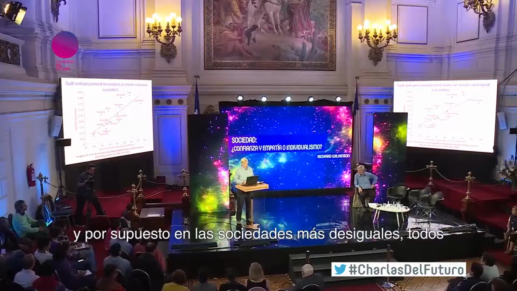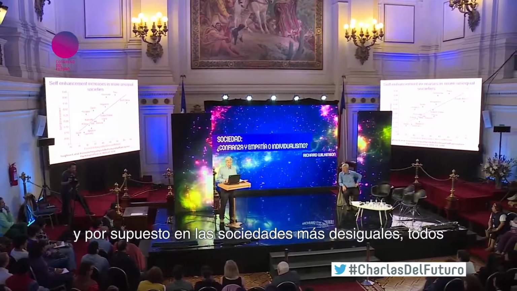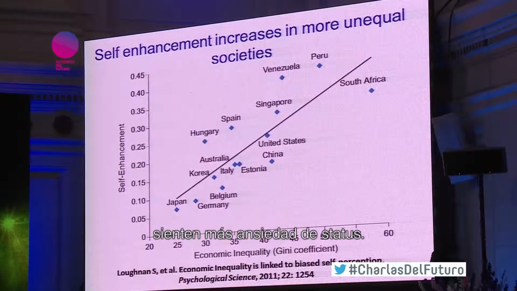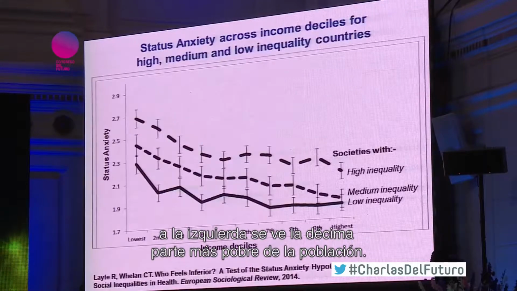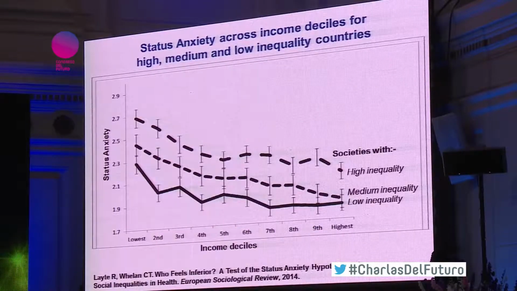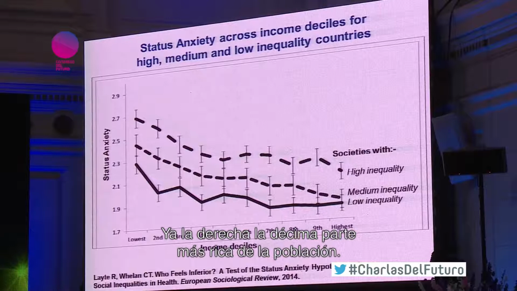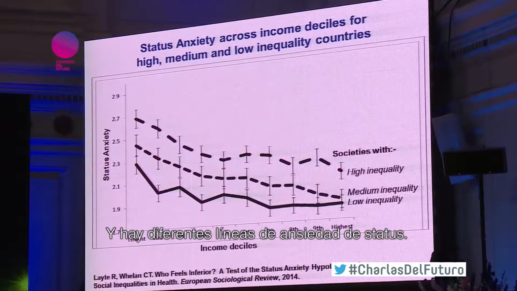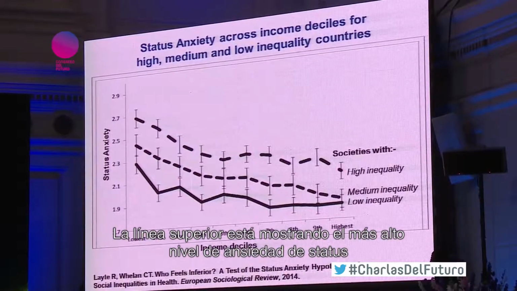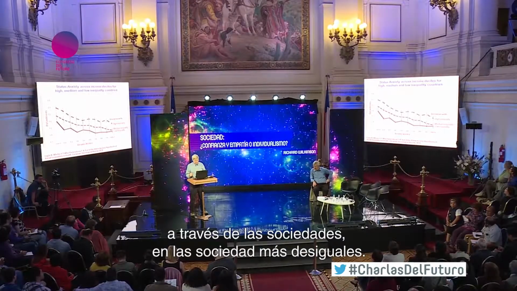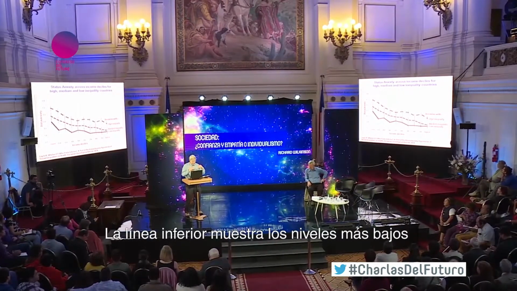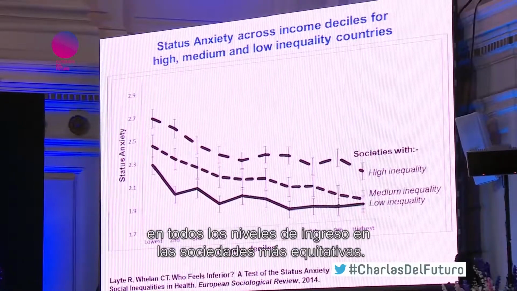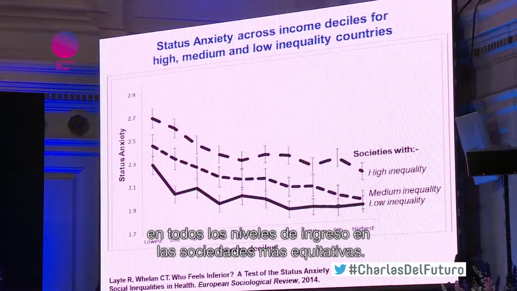And sure enough, in more unequal societies, everyone feels more status anxiety. These are different income groups. You see on the left, the poorest tenth of the population. On the right, the richest tenth of the population. And those different lines of status anxiety, the top line is showing the higher levels of status anxiety right across societies in the more unequal societies. The bottom line shows lower levels of status anxiety at all income levels in the more equal societies.